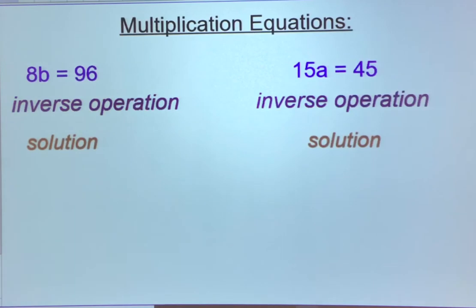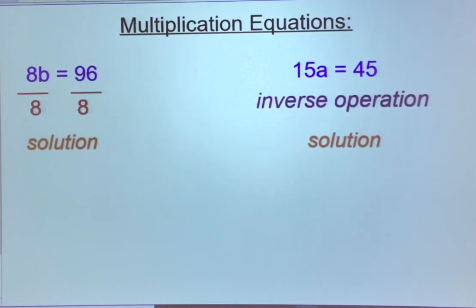Let's take a look at a couple of multiplication equations. The first one is 8b equals 96. Well, we know that 8b means 8 times b, so the variable is not isolated. They're multiplying it by 8. We know that division undoes multiplication, so we need to show divide by 8 on both sides of the equation. On the side with the variable, 8 divided by 8 is equal to 1, and 1 times b is still just b, so we've got the variable isolated. On the other side, we're going to do 96 divided by 8, which is going to equal 12, so our solution would be b is equal to 12.